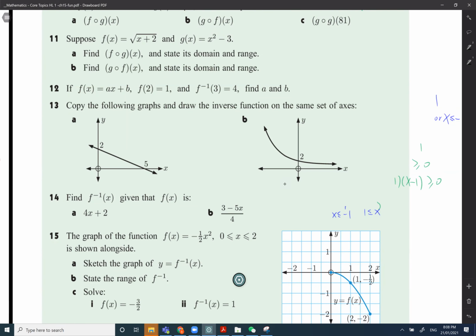Inverse function. We double check one question. Inverse function. Number 12. I can tell what the meaning of inverse function is. This one is the same as 3 equals f of 4. Inverse function.